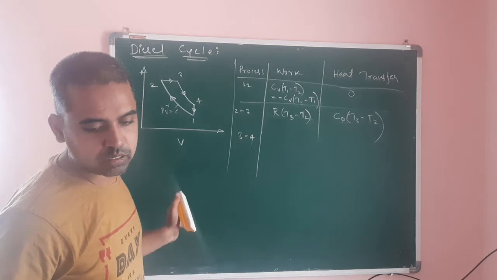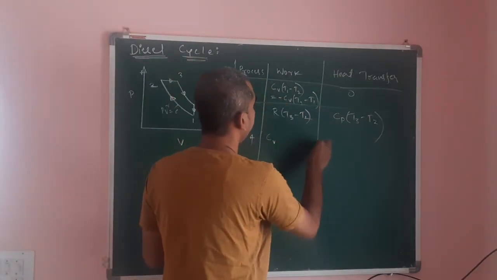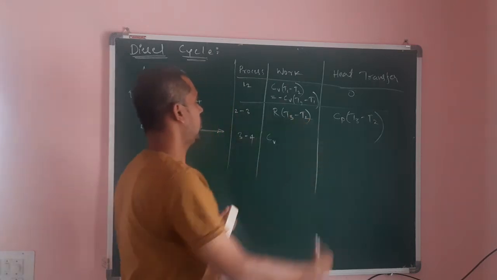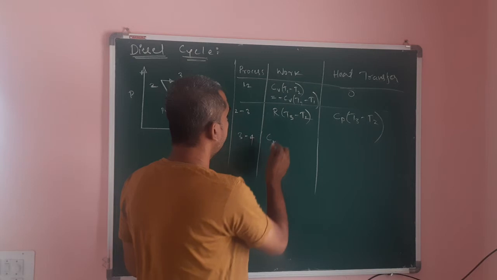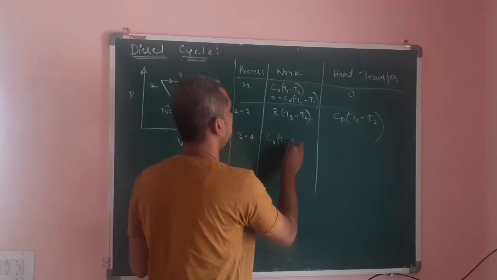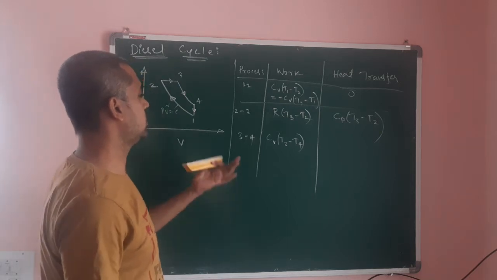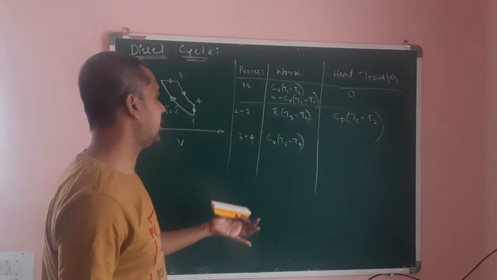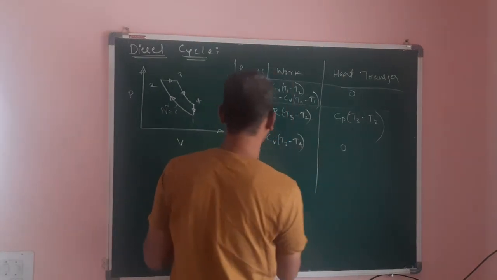during the process 3 to 4, again using this formula, Cv into (T3 minus T4), because it is minus delta U. And heat transfer in this process is equal to 0.